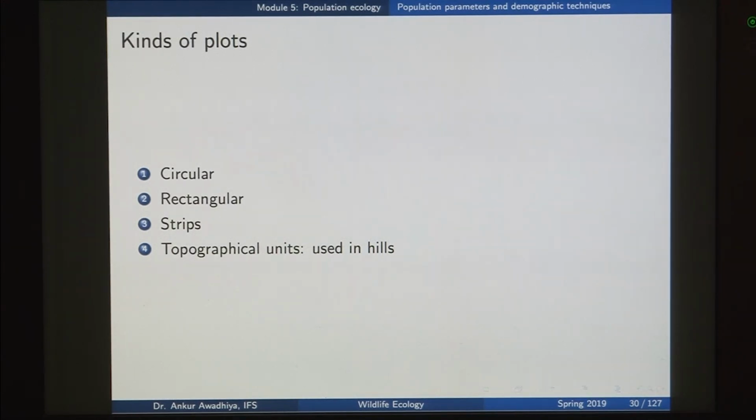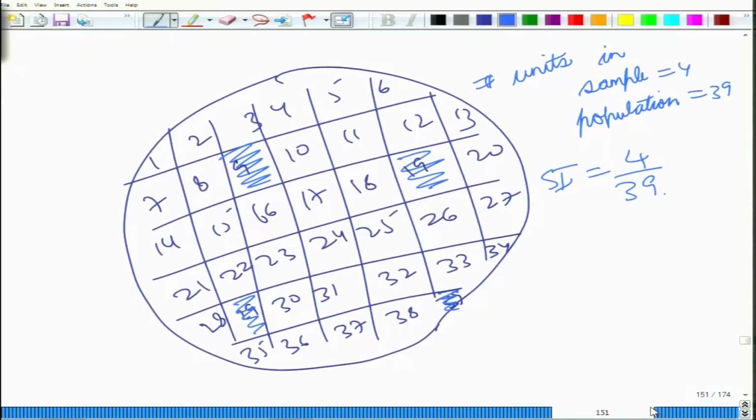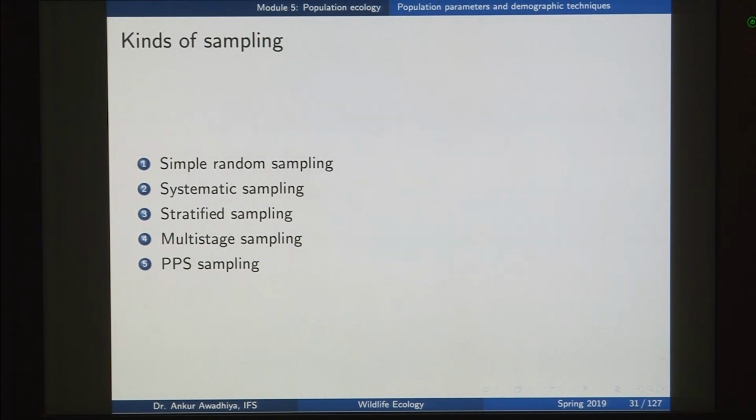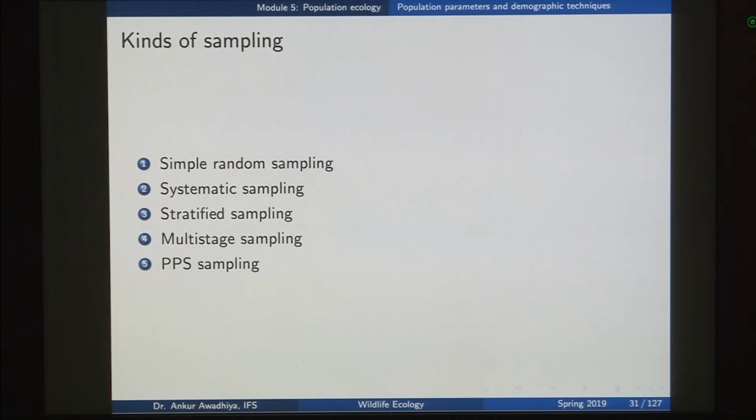Now, the next question is, once you have decided on the number of samples that you need to take, how do you decide which samples need to be taken? So, for that we define different kinds of sampling. So, these are the most popular kinds of sampling. You have simple random sampling, systematic sampling, stratified sampling, multistage sampling, and probability proportional to size sampling.